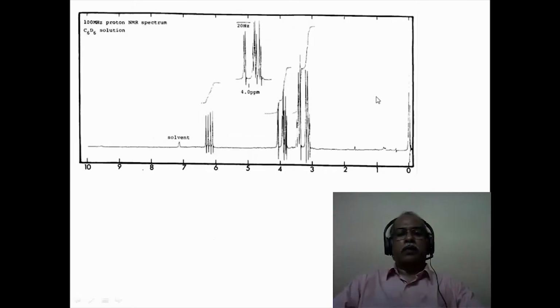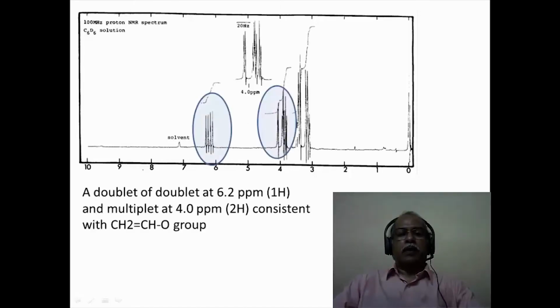Now this is the proton NMR spectrum. It's a fairly complex spectrum. It is a second order spectrum. But what can be seen in the spectrum is this particular pattern, which is an olefinic region between 6 and 6.5 ppm. A doublet of a doublet is what is seen in the spectrum here. And the corresponding multiplet is also seen around 4 ppm or so. So this would essentially correspond to the vinyloxy functional group.